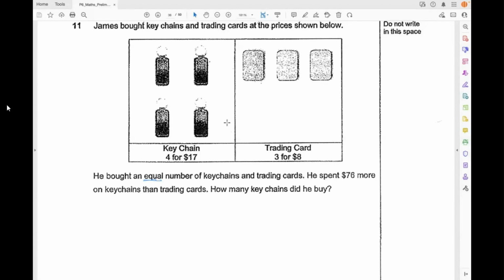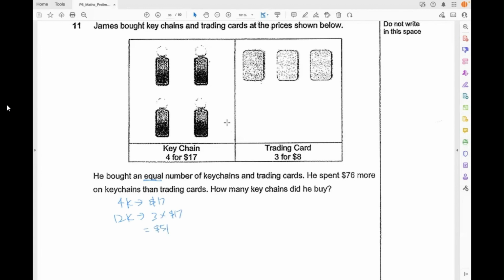12. Right? 3 packets of keychain and 4 packets of trading cards, or the lowest common multiple of 4 and 3. Understand? So that is the minimum James has to buy in order to buy an equal number of keychains and trading cards, which is 12. So to buy 12 keychains, you need to buy 3 packets of keychain, right? So 4 keychains costing $17. 12 keychains means you need to buy 3 packets. So 3 times $17, he needs to pay $51.